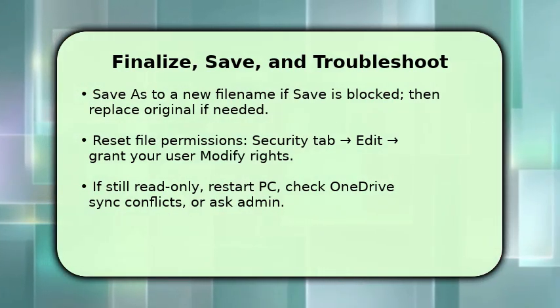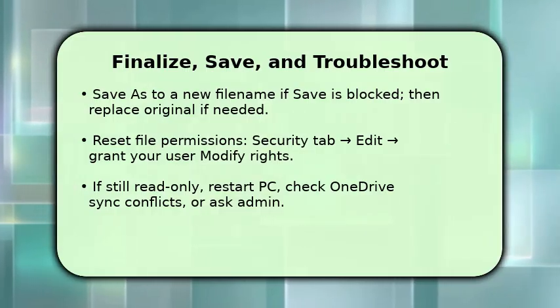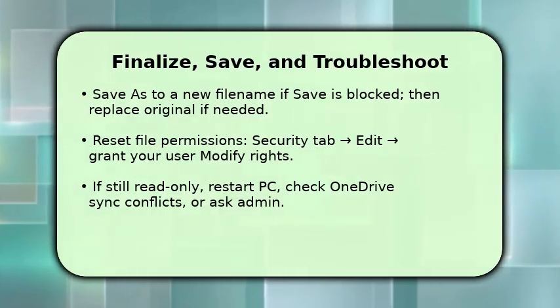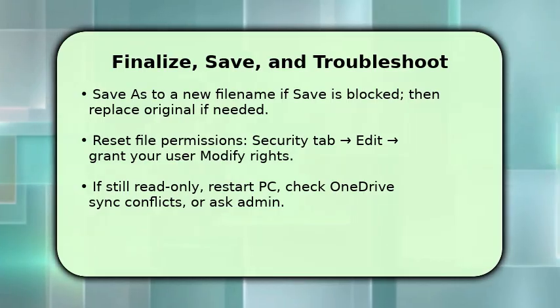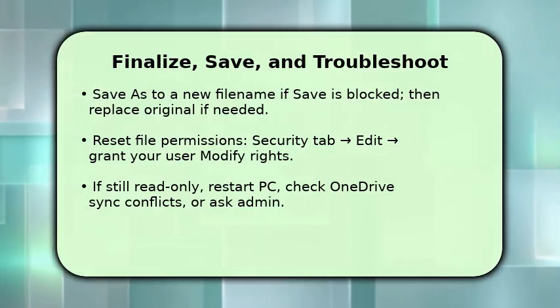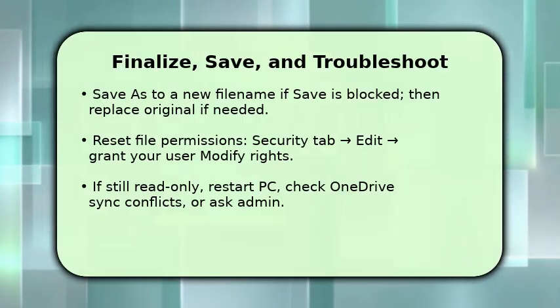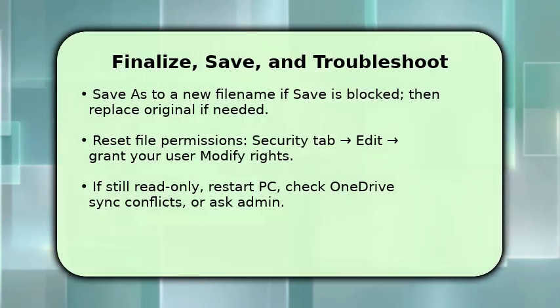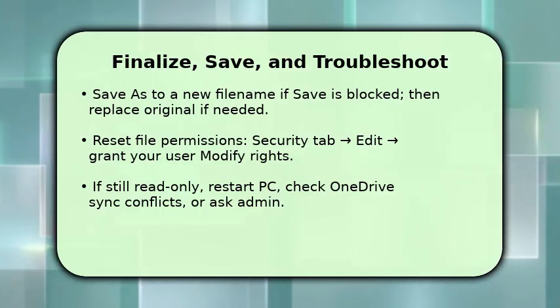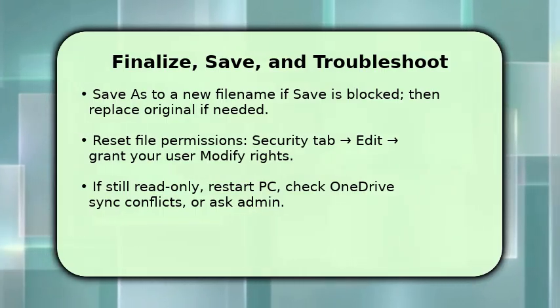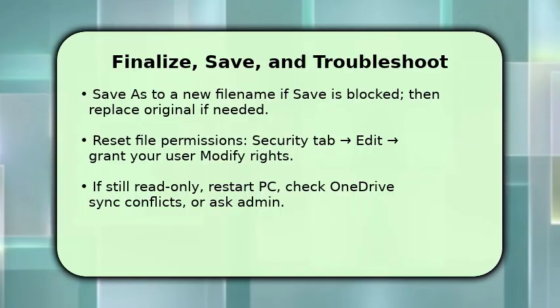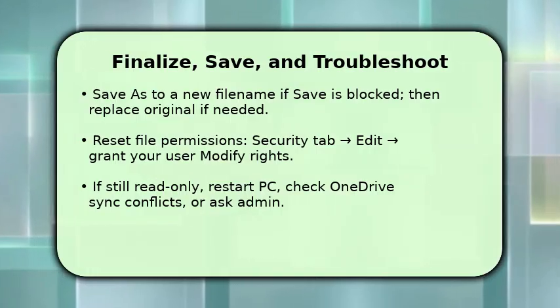Make sure file permissions allow modify. Open Properties > Security, edit your user to grant modify rights, then test editing. If problems remain, restart your PC, verify OneDrive sync conflicts aren't forcing read-only copies, and contact your network admin. Often a held lock or restricted permission is the final cause, and they can release it quickly.